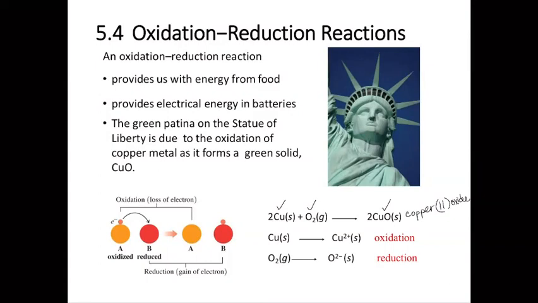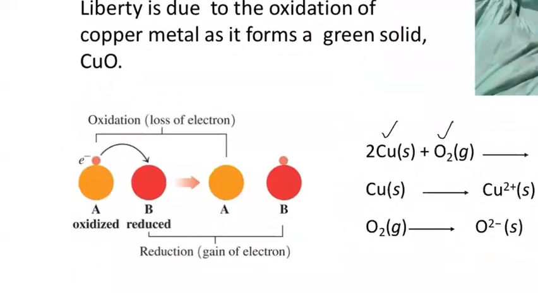Now, in the process of copper being converted to copper 2 oxide, understand that what happened overall is that copper had to lose electrons in order to get oxidized, and oxygen undergoes reduction because it gained electrons on the way. So it is important to know that whenever a substance undergoes oxidation, it loses electrons. Whenever a substance gains electrons, that is called reduction.